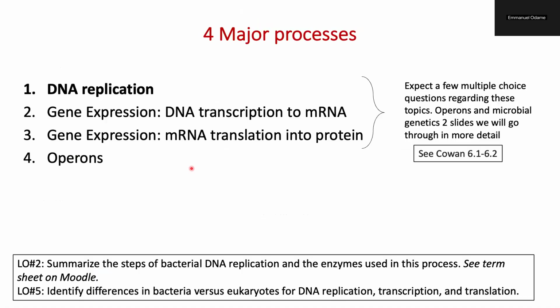To describe the whole process, we have to understand that there are four major processes involved. We have DNA replication, where DNA has to be doubled, and transcription, where DNA is transcribed into mRNA. Then we have protein synthesis, where the mRNA is translated into proteins. And the last one, we will talk about operons, which are different systems of regulation in these prokaryotes.